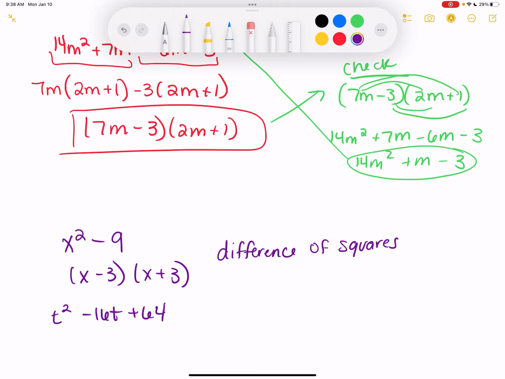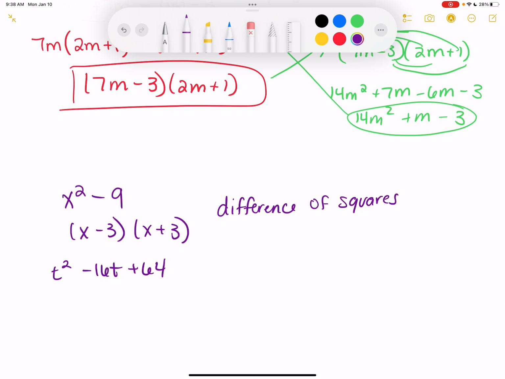So the key that I'm seeing here is this term is squared, okay, and this term is squared. This middle term is 2 times the first term times what this term is that's being squared here. And since this is negative, it's t minus 8 squared, and this is a perfect square trinomial.